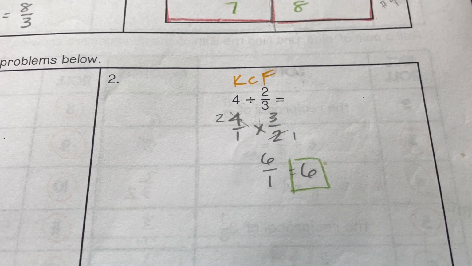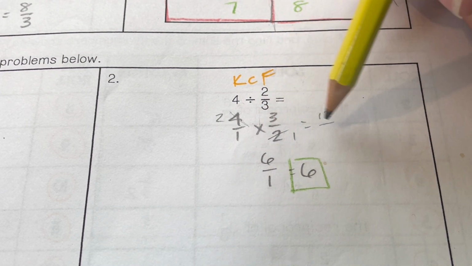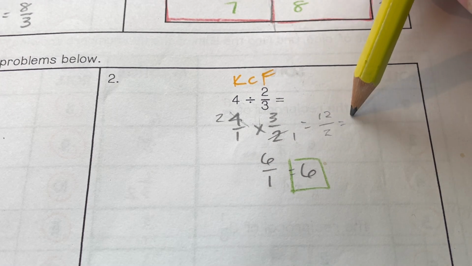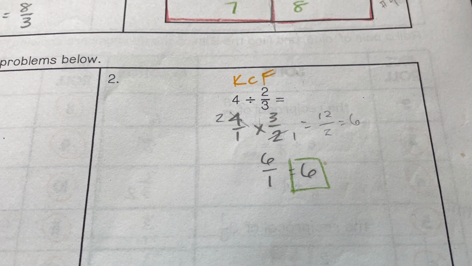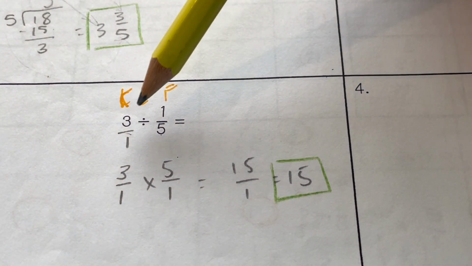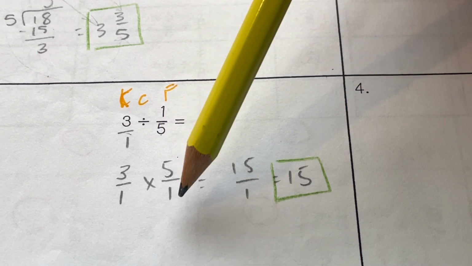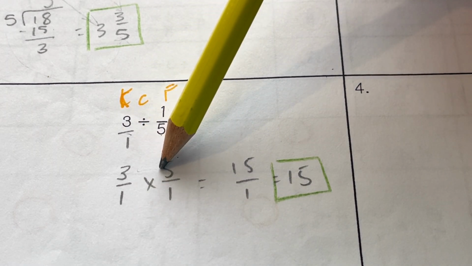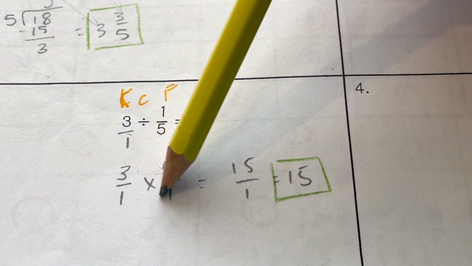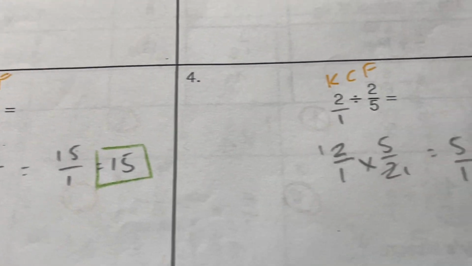6 over 1. If you didn't cross cancel, you would have gotten 4 times 3, which is 12. 1 times 2 is 2. It's still going to be 12 over 2, which just reduces to 6. Okay? Nice job. For number 3, again, we have keep, change, flip. Keep the 3 over 1. Change the division to multiplication. Flip 1/5 to the reciprocal, which is 5 over 1. Okay? Multiply straight across. 3 times 5 is 15. 1 times 1 is 1. 15 over 1 simplifies to just 15. You guys are getting a hang of this. I know you are. You are awesome.